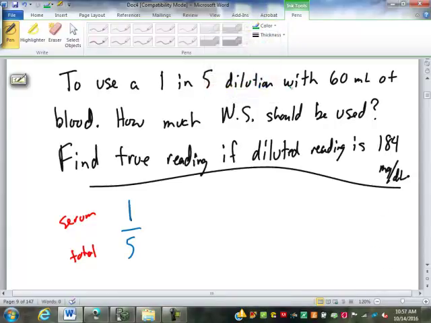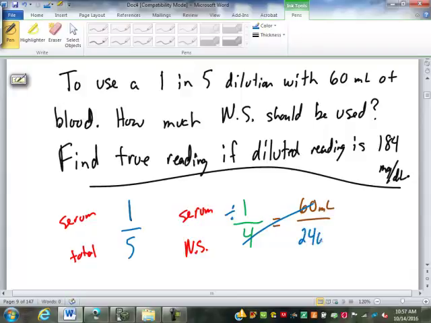So for this one, the first thing you got to figure out is how much water using that 1 in 5 dilution. So the 1 represents the serum and the 5 represents the total. So we're going to create the ratio of serum to water. What would that ratio be? 1 to 4. So we can use that to find how much water to use. We have 60 milliliters of blood, which is our serum or our concentrate. Cross multiply and divide, we get 240 milliliters of sterile water to be used to dilute that sample.